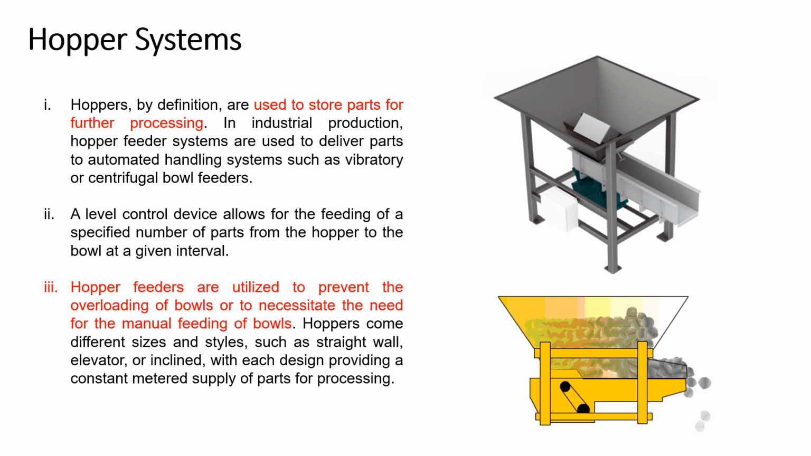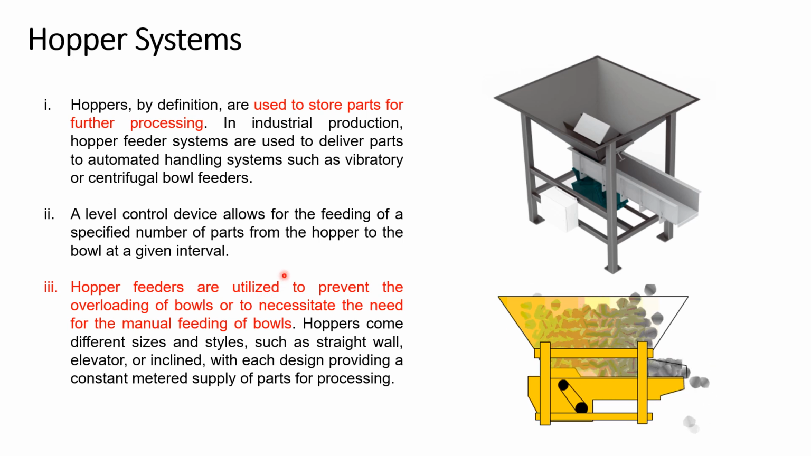First is the hopper system. As I discussed, these hoppers are used basically to store the parts for further processing, and we can see over here that hoppers can have different shapes and sizes. Here we can see the hopper with the input, and at the bottom we have the feeder system, which is vibrating and then transferring the material.